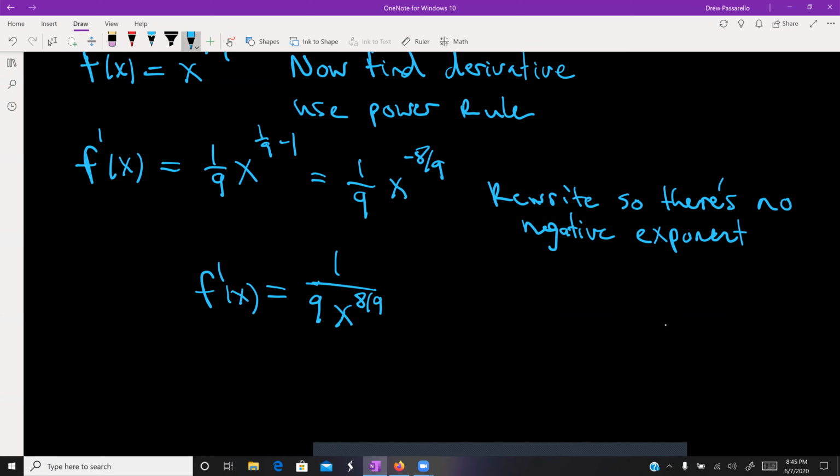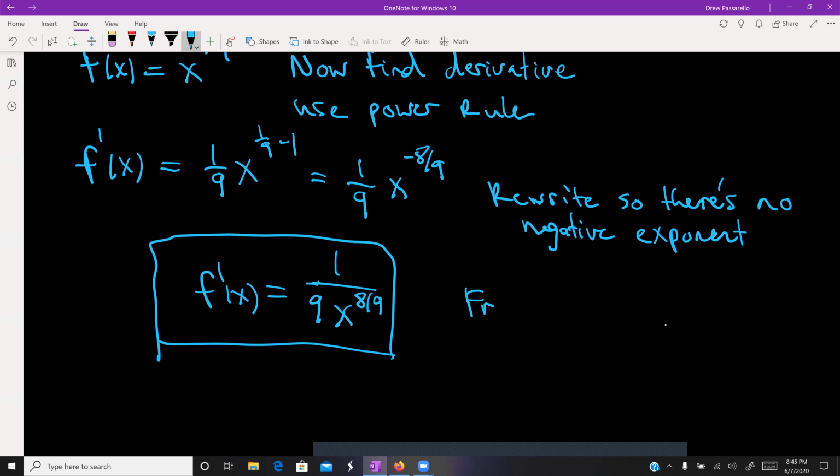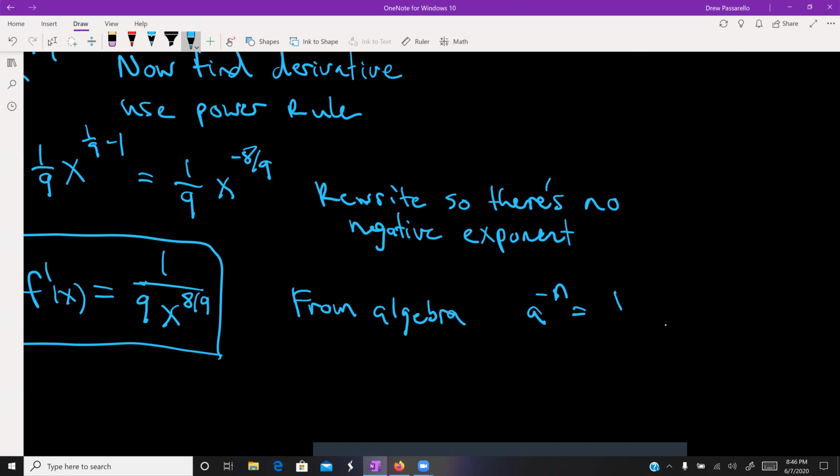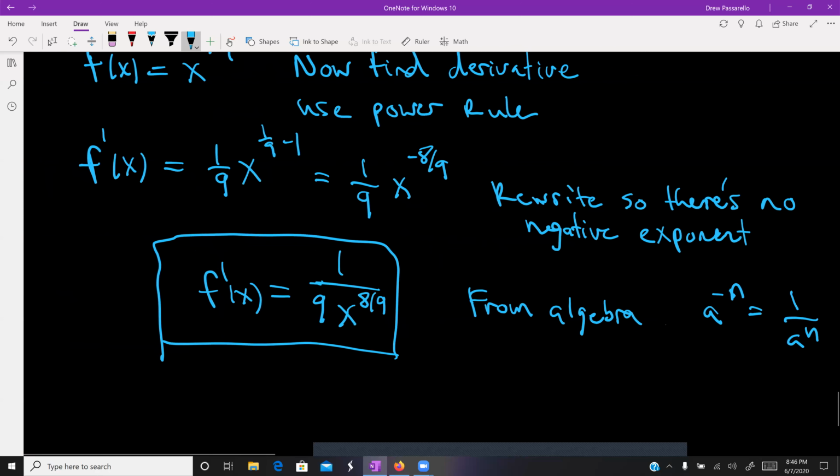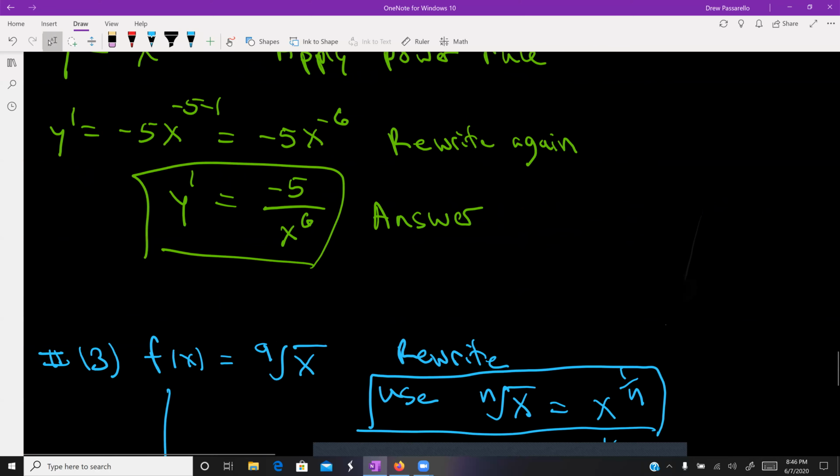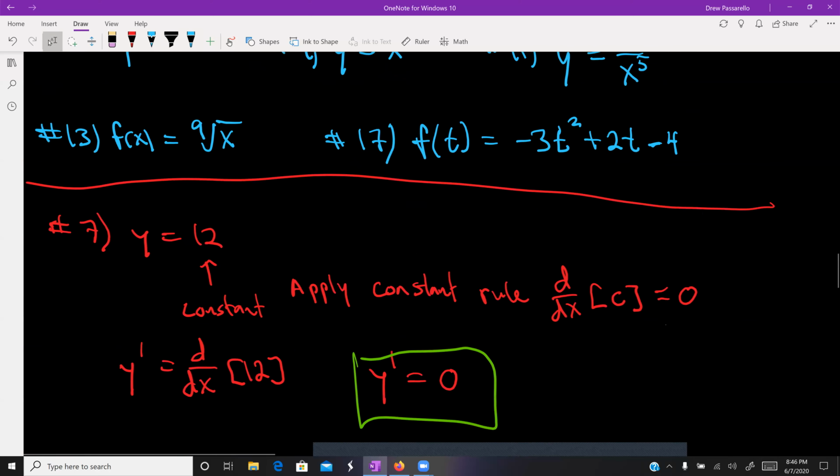I think the hardest part of this course isn't necessarily the calculus concepts, it's just knowing the algebra. So you'd have to know from algebra that that's the rule you use. If you have some value like a to the negative n, that's equal to 1 over a to the n. That's an algebra rule with exponents. All right, so that's that one. The next one, number 17.